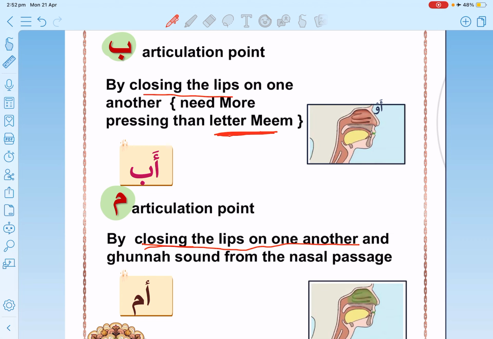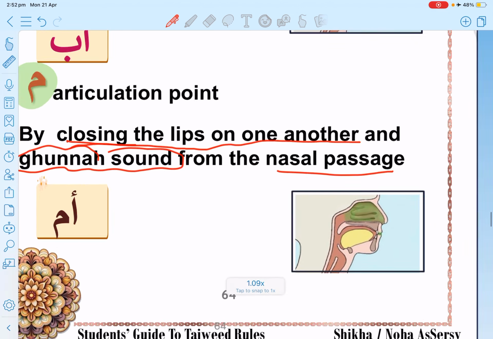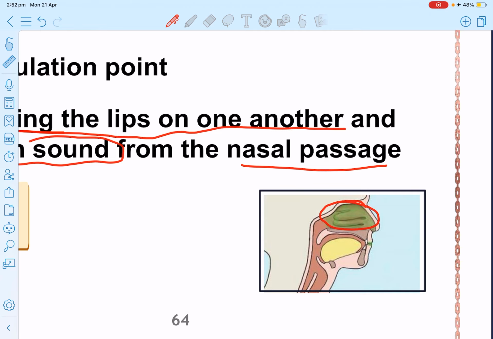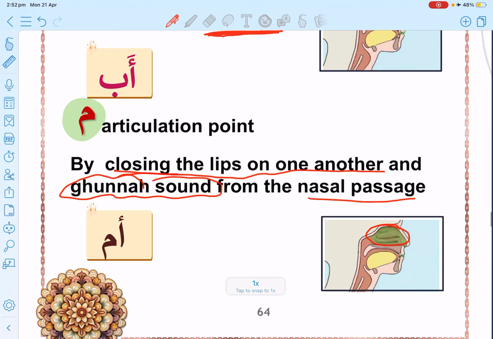There is another characteristic for the mim, and it's the ghunna sound, which comes out from the nasal passage, from the khayshum, which is this green area. The nasal cavity, the nasal passage, al khayshum. So the mim articulation point is by closing the two lips, as you can see here, and from there is a ghunna sound from the nasal passage, as you can see.